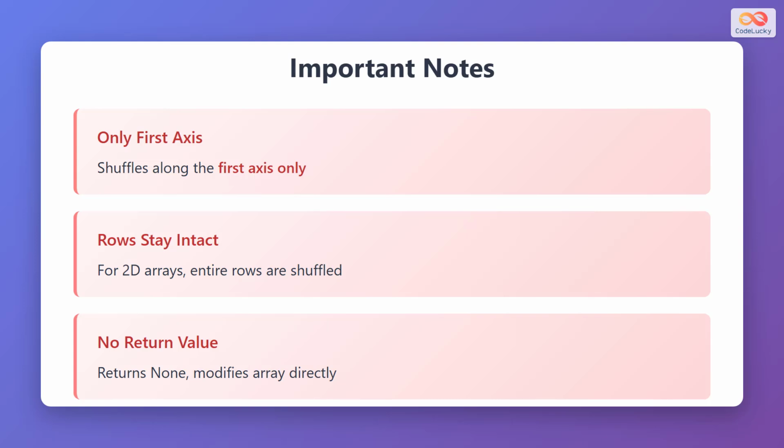When shuffling multi-dimensional arrays, the function only shuffles along the first axis. For a two-dimensional array, this means entire rows are shuffled, but the elements within each row stay intact in their original positions. The rows themselves are rearranged, but each row maintains its internal structure. Also remember, the function returns None, so you cannot assign its result to a variable.